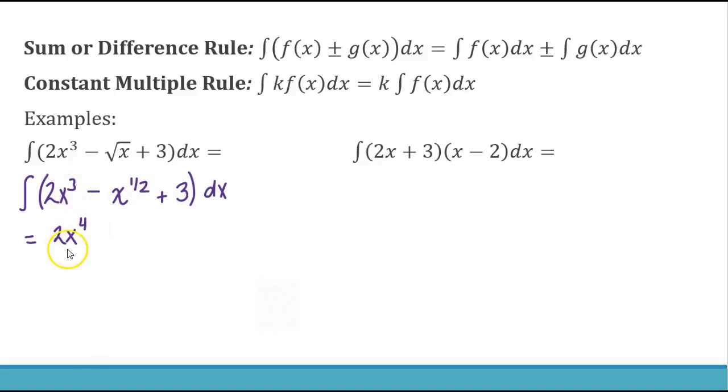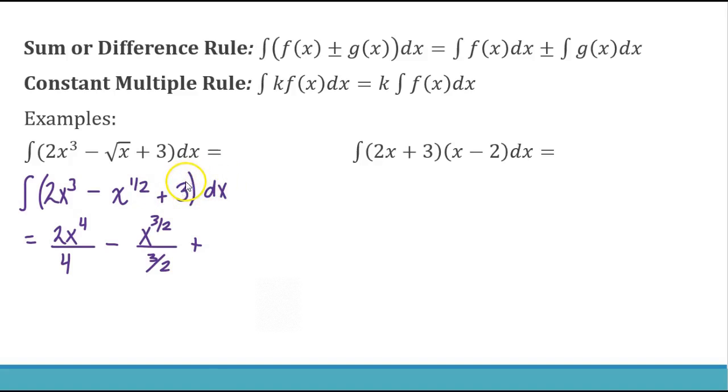Remember, I'm going to add a power and then divide by the new power. And then we'll go ahead and have minus x to the 3/2. So I added 1 to a half, and then I divide by 3/2. And then plus, well, here I have just a constant. Now remember, we're not taking the derivative, we're taking the antiderivative.